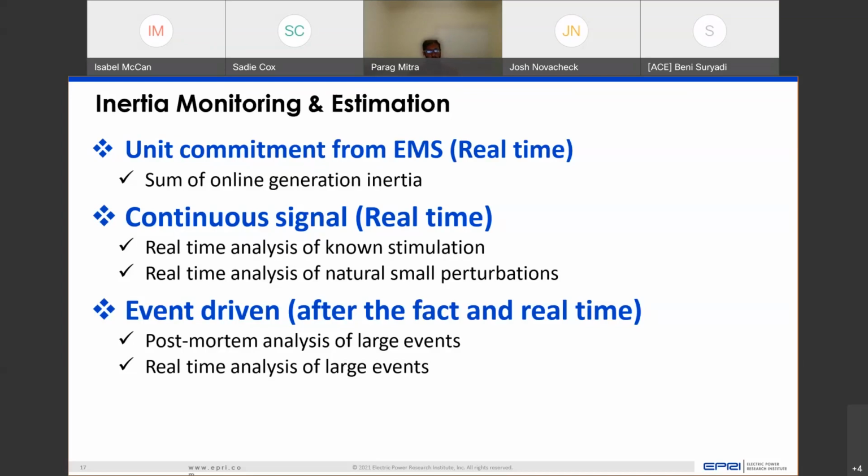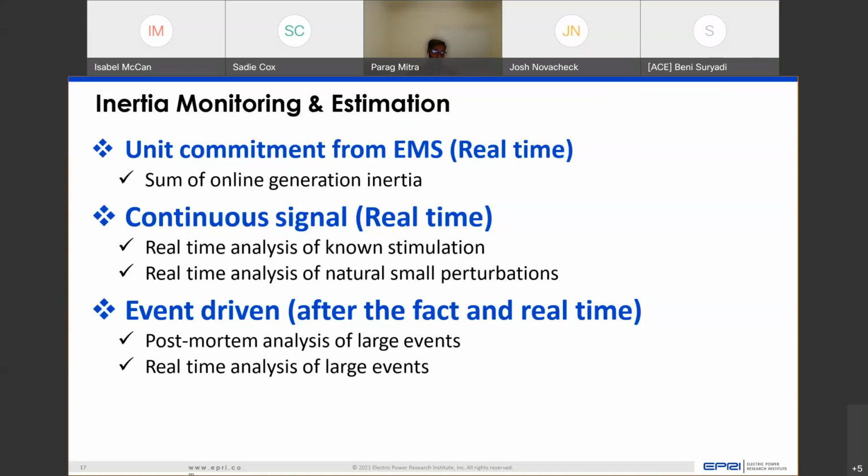The second way to monitor this is a continuous signal-based method. There are two different categories of it. One is measuring the ambient frequency of the system and the ambient power of the system, and then trying to estimate the system inertia out of it. The other is an intrusive method, where you inject small perturbations into the system, see the response of the system, and from that response, estimate the inertia of the system.